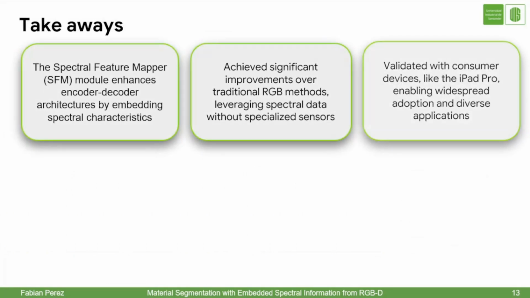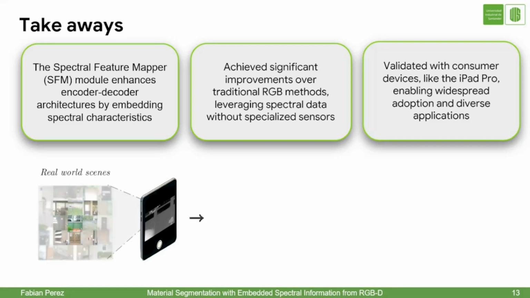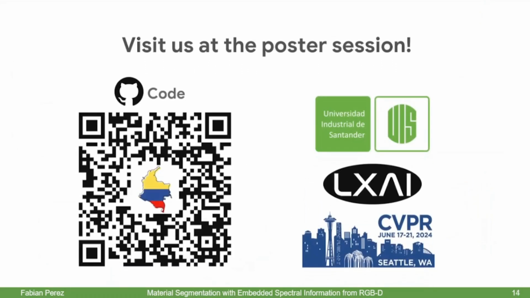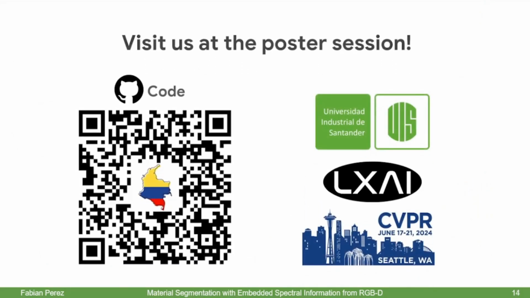In summary, our spectral feature mapper model significantly enhances material segmentation by embedding spectral characteristics into encoder-decoder architectures. This approach has led to marked improvements over traditional RGB methods, leveraging spectral data without the need for specialized sensors. Additionally, our framework validation with consumer devices like the iPad Pro demonstrated its potential for widespread adoption and diverse applications. Please check our paper and our code for more details.